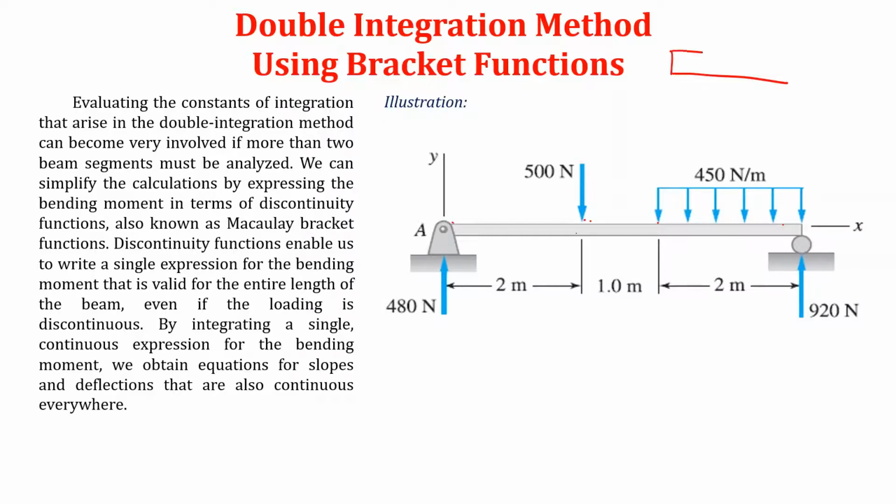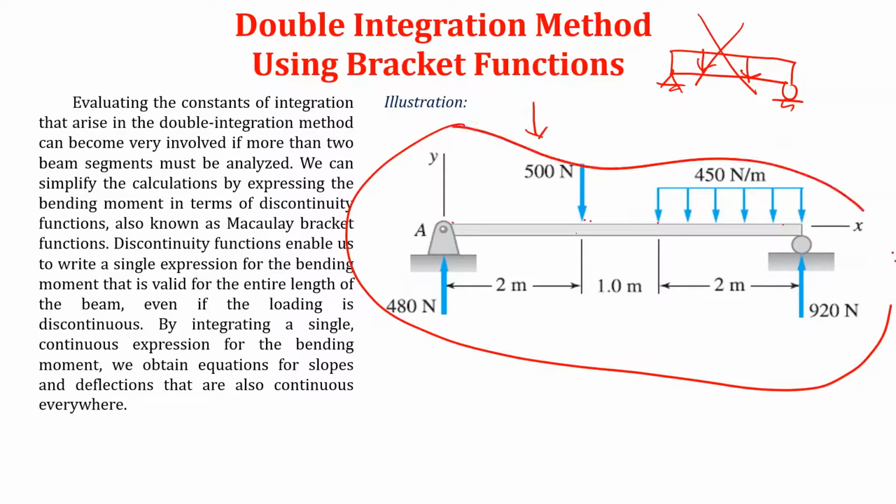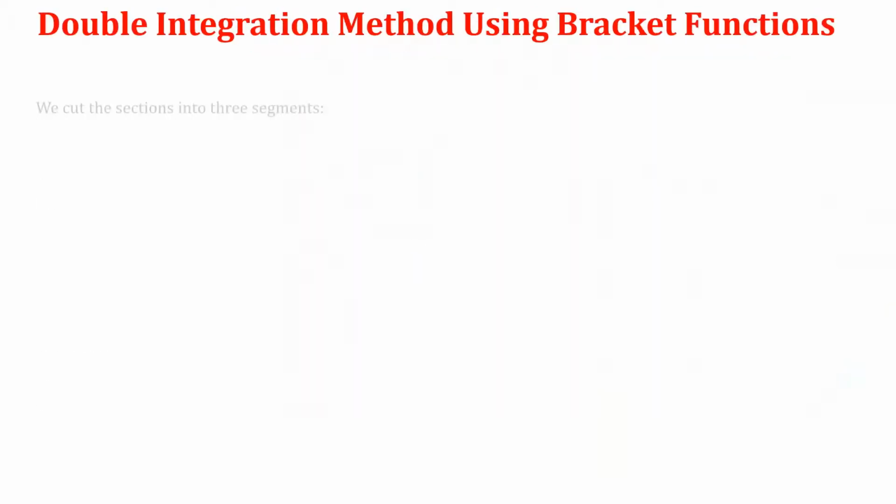For example, this one is continuous, right? It is just one piece. If it is not like this, and the figure looks like this, then it's time to use the bracket function. But it is still the double integration method. Okay, so how do we do this?